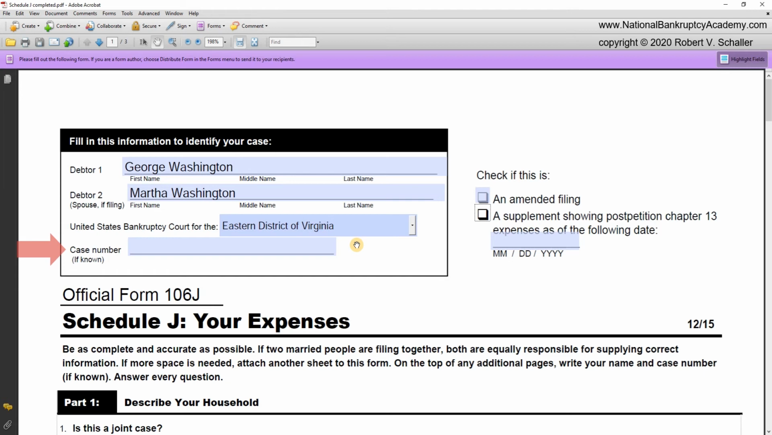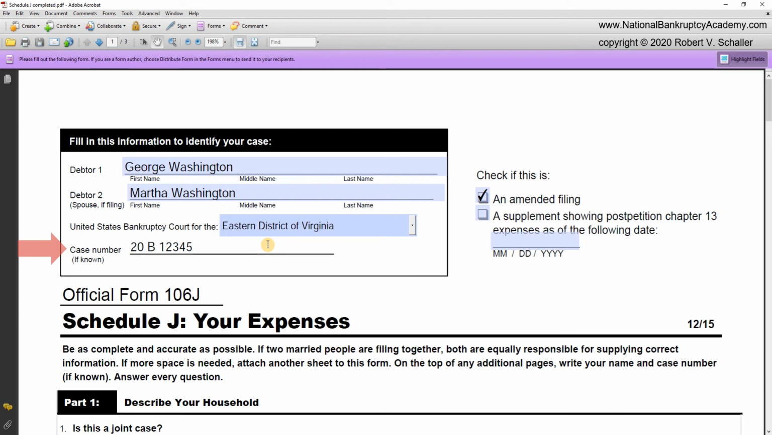However, if this is an amended filing, then a case number would be known because by definition, if it's an amended Schedule J, there had to have been an original Schedule J, so there would be a case number filed. So let's show what would happen if this is an amended. First, you'd go over here to the right. It says, check if this is an amended filing, and I check the box. Then I'd come back over here under case number, and I would include the case number.